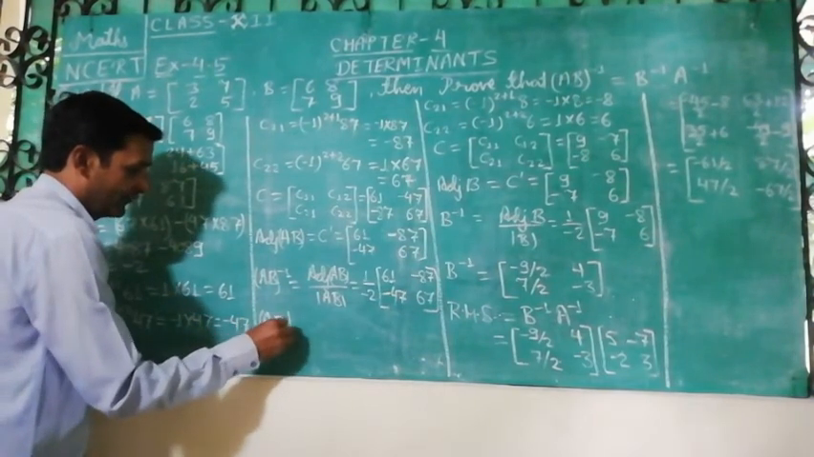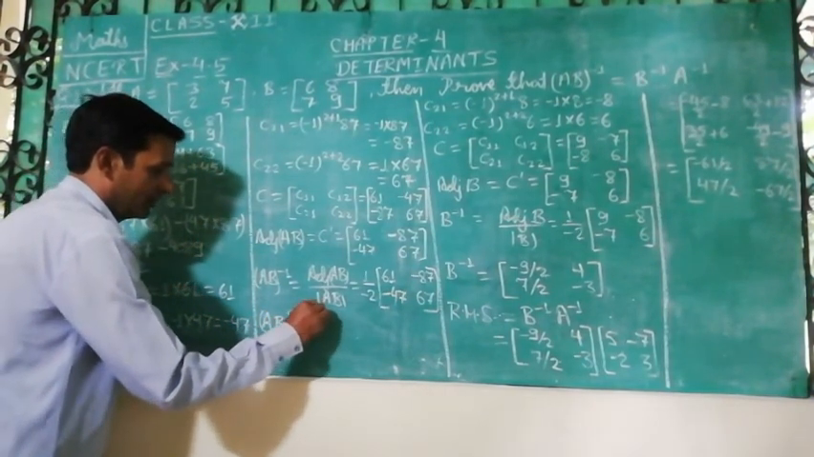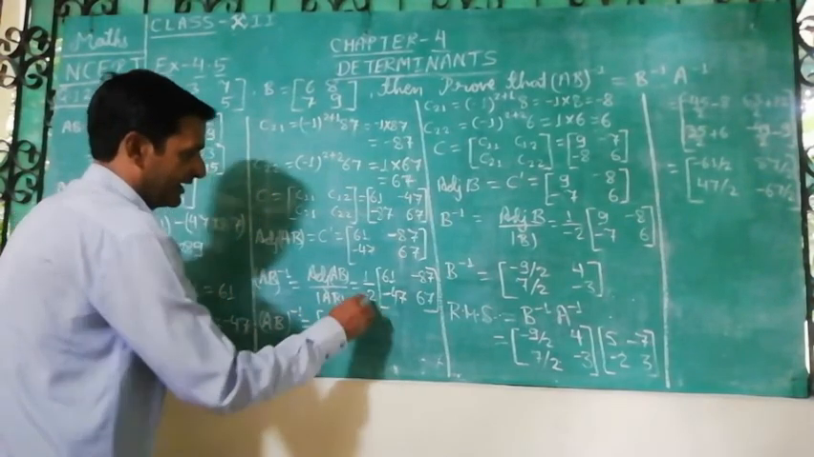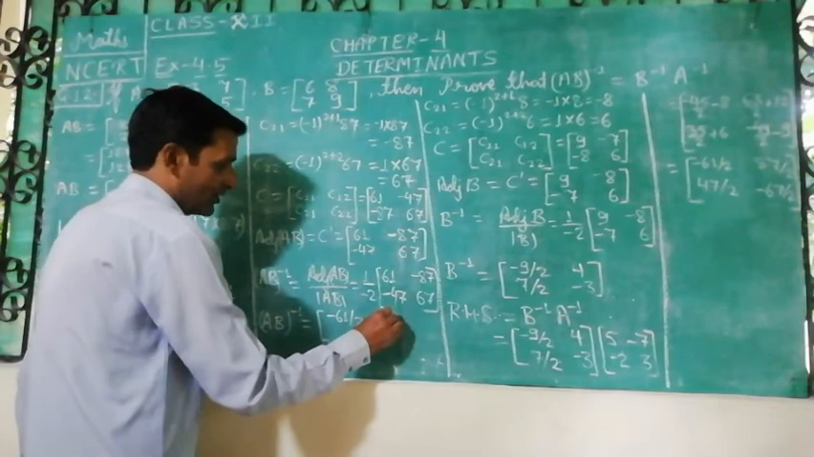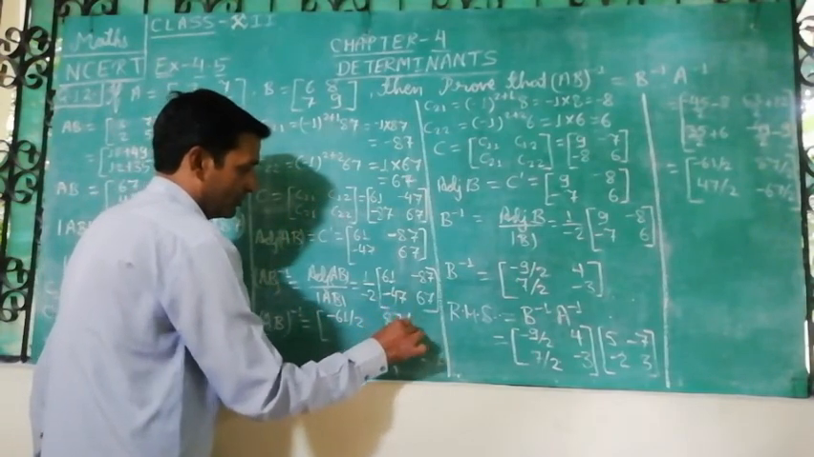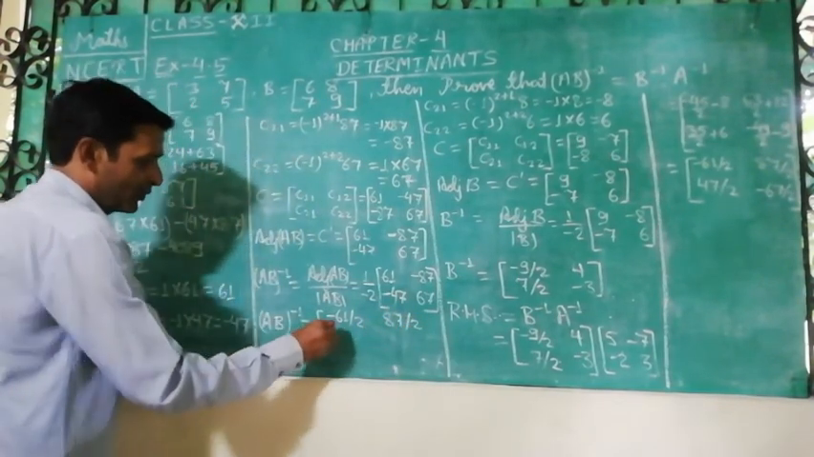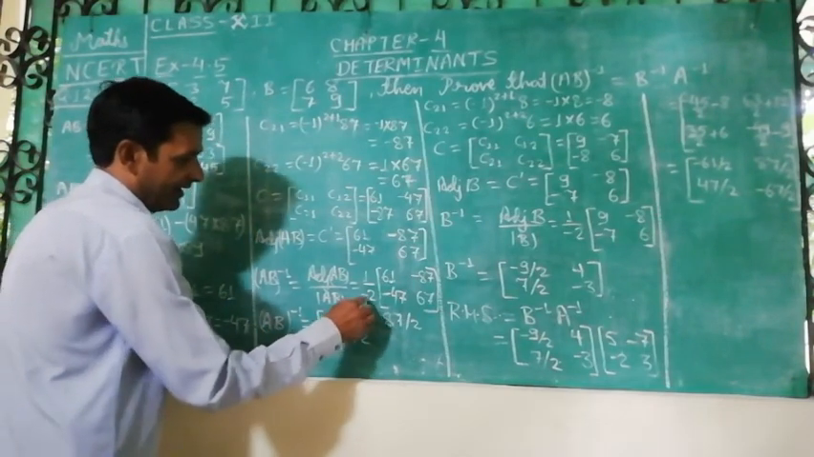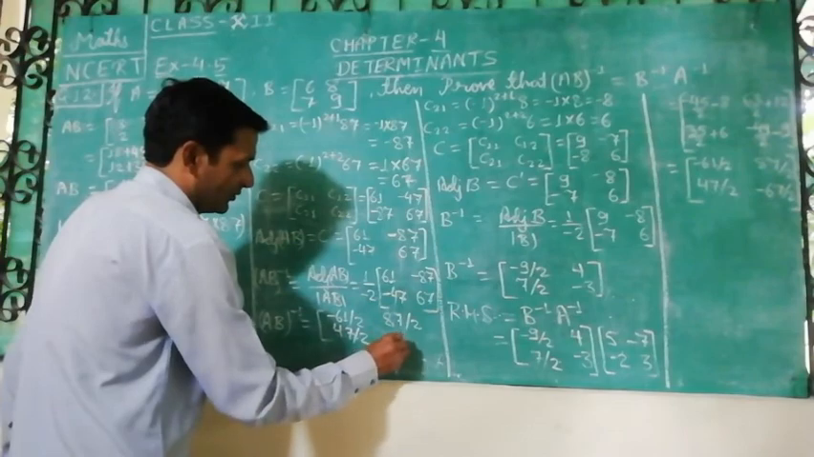AB inverse will be equal to minus 61 by 2, sign will be changed here, and then minus into minus will become plus, so 87 by 2, and here it is 47 by 2 because negative sign will be eliminated, minus sign is multiplied inside, and then minus 67 by 2.